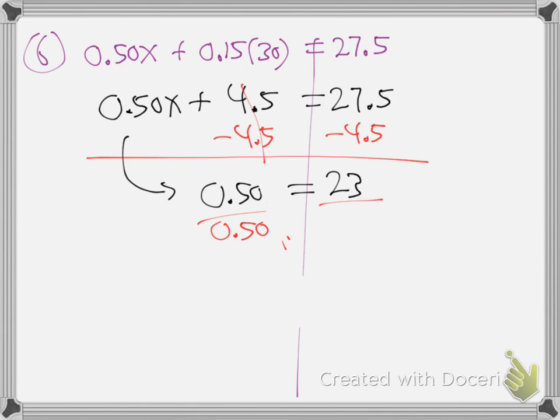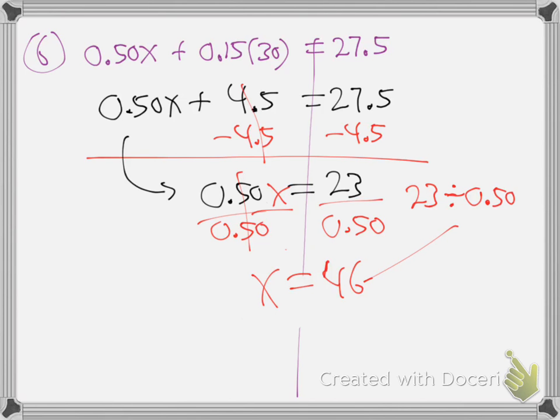Right? You with me? Don't confuse that with when we add and subtract to both sides. That's when we use the X. I'm not trying to get rid of the X. I'm just trying to get rid of the 0.50. Is that good? So just divide that on both sides. Use your calculator. 23 divided by 0.50 is 46.